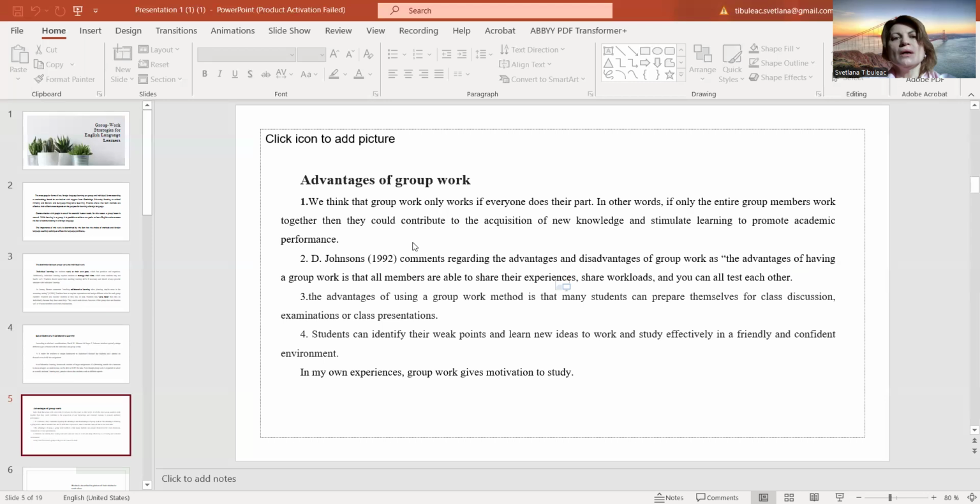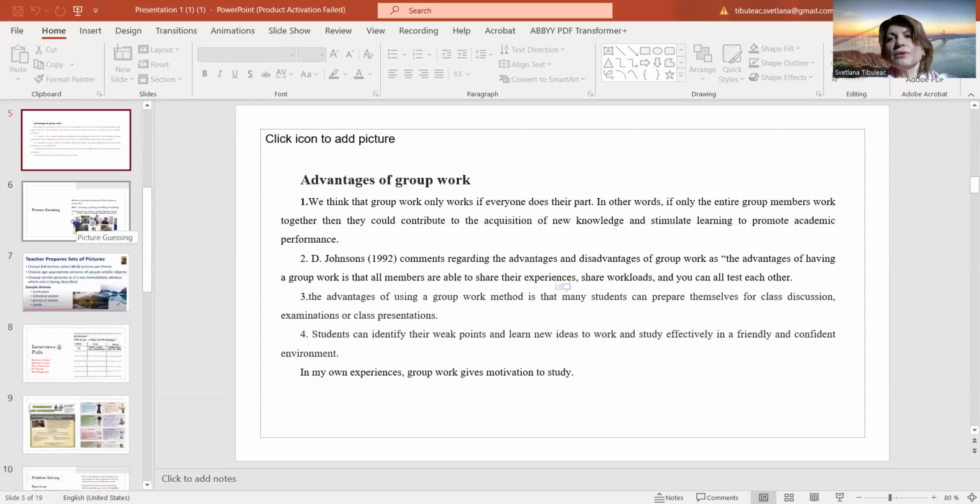Second, Professor Johnson's comments regarding the advantages and disadvantages of group work: the advantages of having group work are that all members are able to share their experiences, share workloads, and you can all test each other. Another advantage of using the group work method is that many students can prepare themselves for class discussion, examination, or class presentations. Students can identify their weak points and learn new ideas to work and study effectively in a friendly and confident environment. In my own experience, group work gives motivation to study.